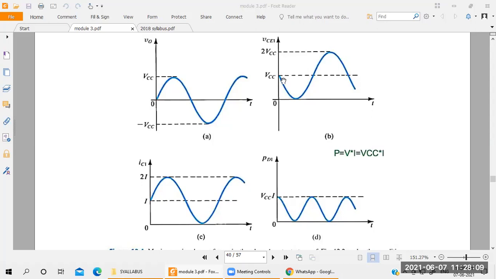I have to take 3 voltages for the Q1 output voltages here. The maximum is how much here? 2 VCC. The middle one is how much here? VCC. And the minimum is 0 voltage.